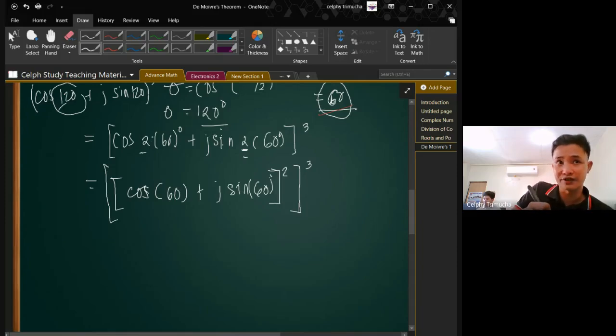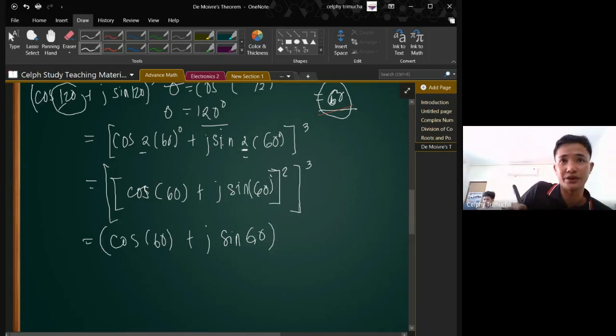So if you divide by 3, for example, it's okay to use 3 times 40. As long as whatever multiplier you use, the exponent is the same: if it's 3, then the exponent is 3. If you divide by 4, 4 times 30, that's okay too, and the exponent will be 4. So let's proceed. We multiply the exponent, and we will have cosine 60 plus j sine 60, with exponent 2 times 3, which is equal to 6.